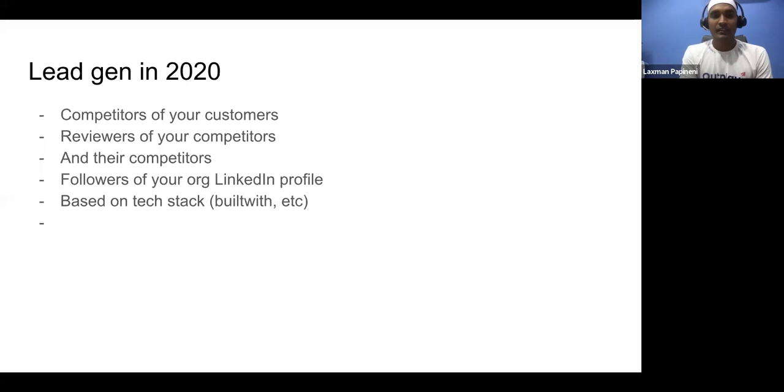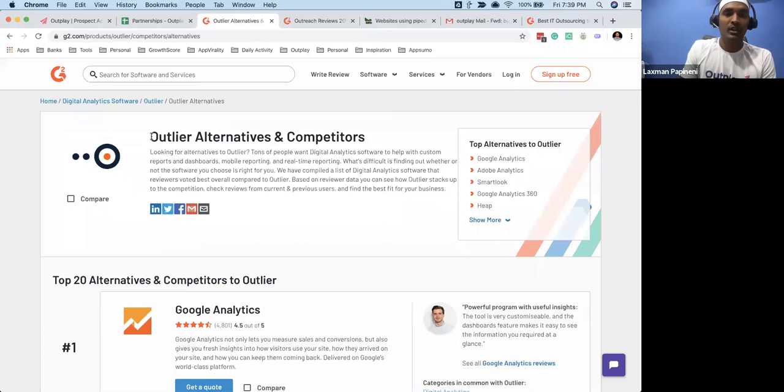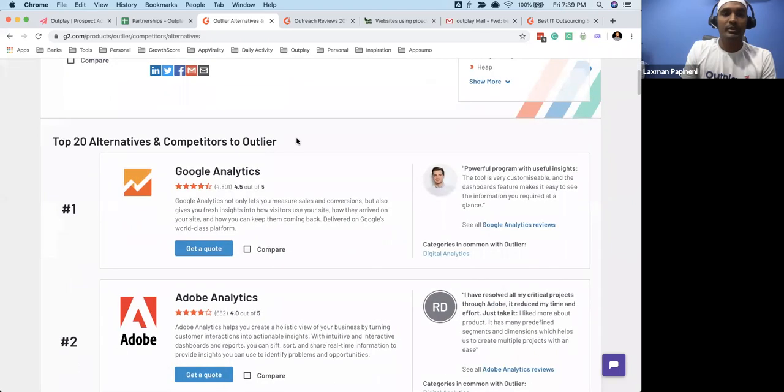Then you go to platforms like G2 Crowd. Let's say Outlier is one of our customers. If I go on to the Outlier profile on G2 Crowd, there are a lot of other review websites like G2 Crowd, Capterra, Trust Radius, and all those sites. If you just key in one of your customer names, you will be able to find the top 20 alternatives. G2 shows only the top 20 alternatives, but if you search on Google, you'll find a lot more. To start with, you can just go and talk to these 20 alternatives.